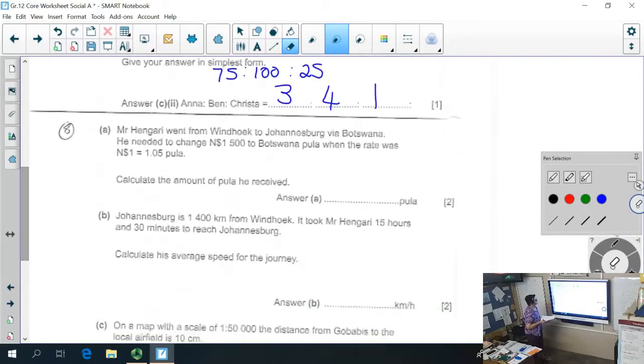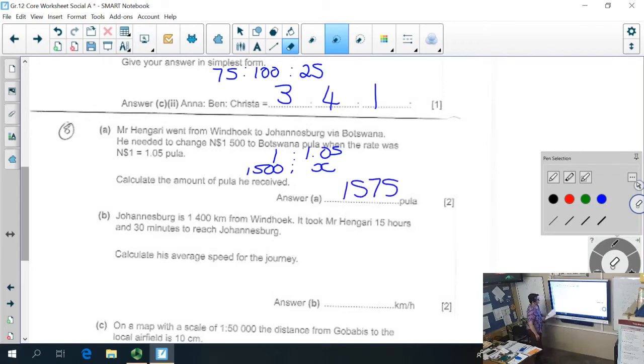Mr. Ngani went from Windhoek to Johannesburg via Botswana. He needed to change so many dollars to Pula and the rate is, okay, so always write down your ratio. It is 1 to 1.05. And he changes $1,500. We do this with missing terms. So you multiply with bottom divide by top. And this one is then 1575 Pula.